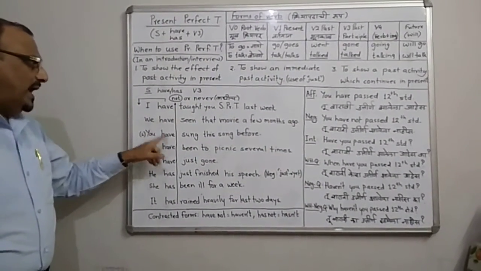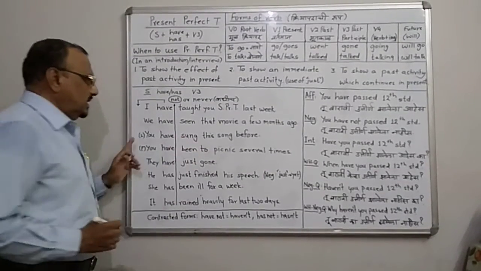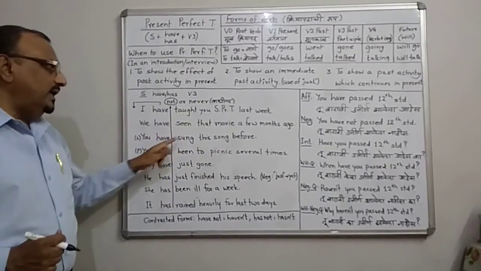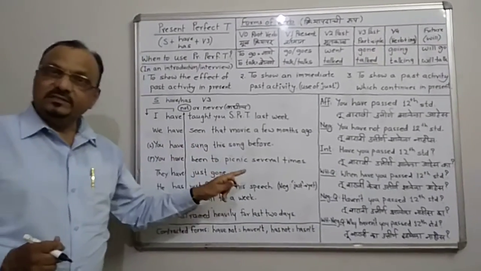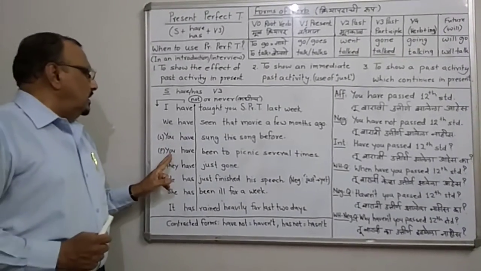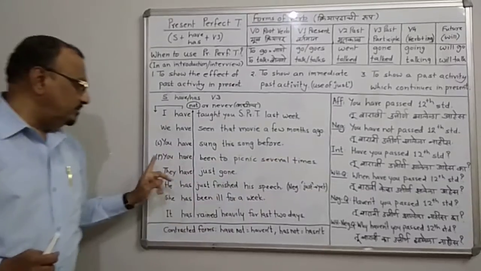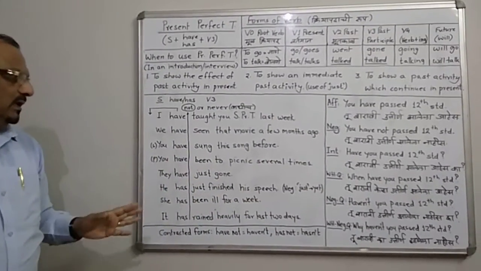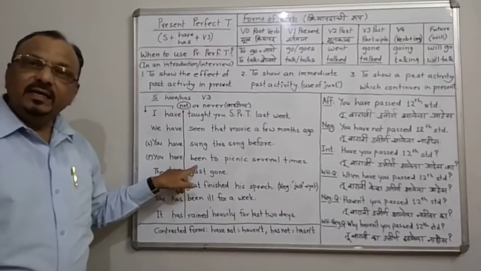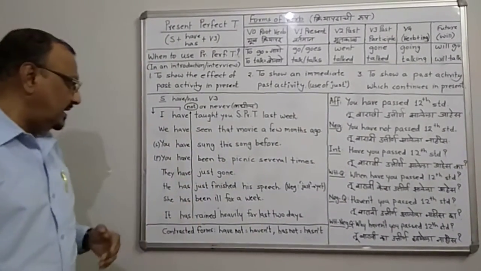Then, you have sung this song before. Okay, you have sung this song before. You have been to picnic several times. Now this is plural you. The meaning of been here is gone and come back.